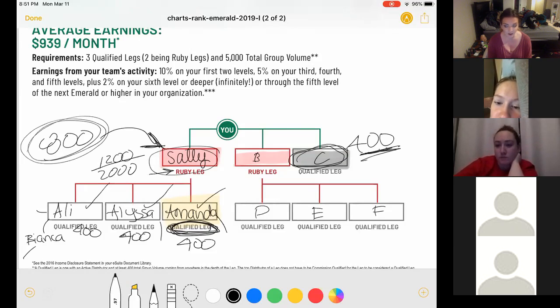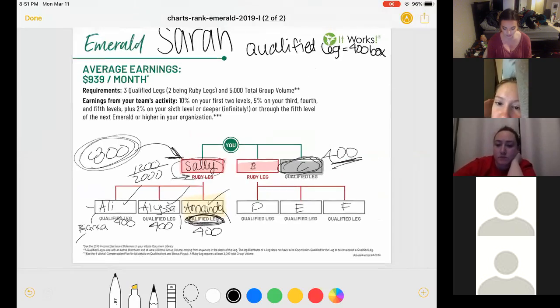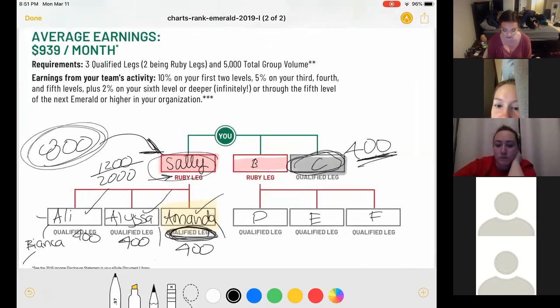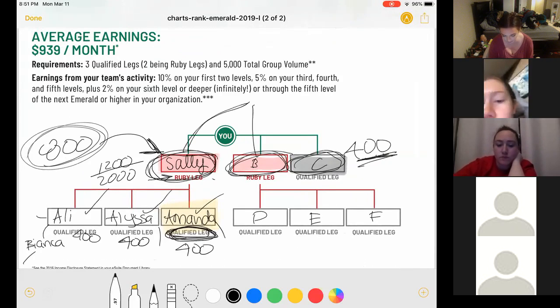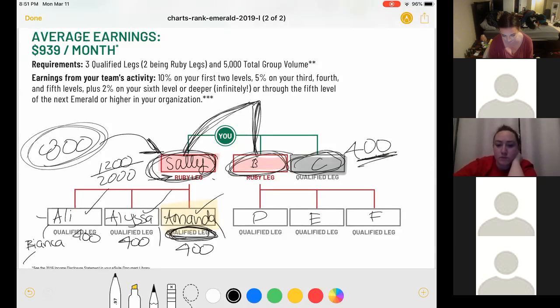As a Ruby, or for someone that wants to go Emerald, so Sarah going Emerald, she needs to make sure that Sally and person B are commission qualified. Because if they are not commission qualified, they are not officially Rubies, which would be dumb because, on average, Rubies bring in about $500 a month. So they need to be commission qualified too, okay?